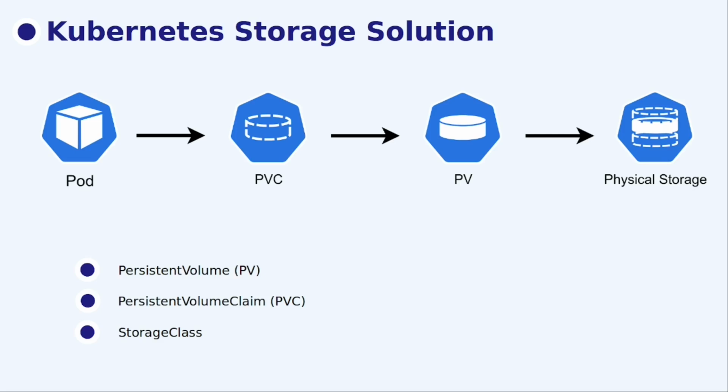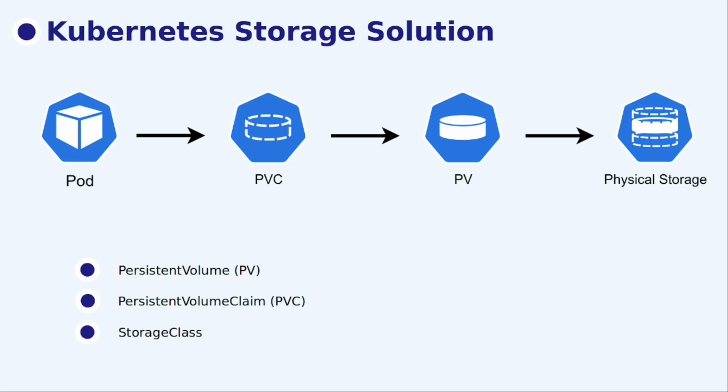The solution, decoupling storage from containers. Kubernetes solves this problem with a very powerful idea. Decouple storage from the container life cycle. Instead of storing data inside containers, Kubernetes introduces a separate storage layer. The architecture looks like this.